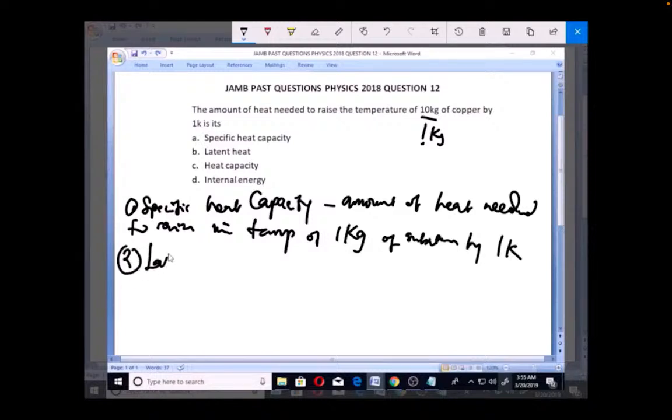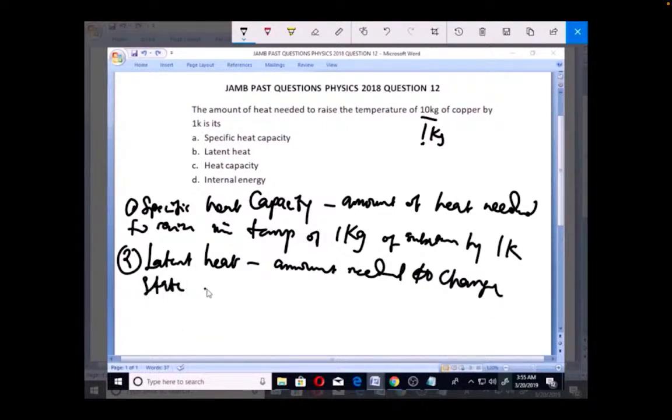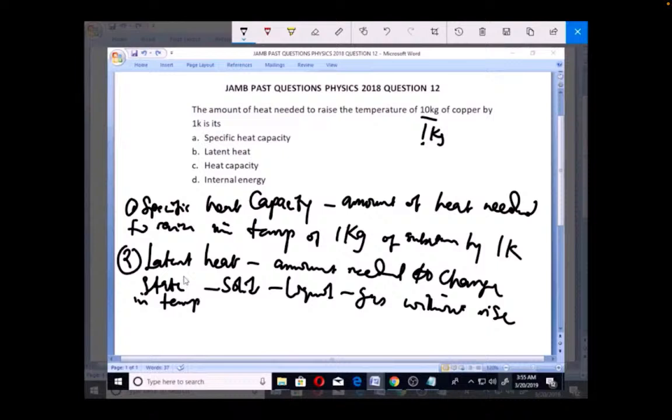Now number 2, we look at latent heat. What is latent heat? Latent heat is that amount of heat needed to cause change in state. The amount of heat needed to cause change in state. That is when there is change from solid to liquid or liquid to gas without rise in temperature. So when latent heat is used, there is no rise in temperature.